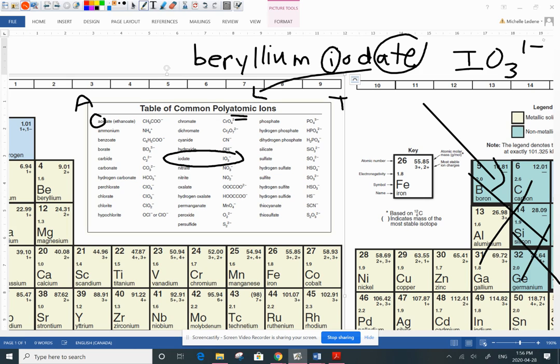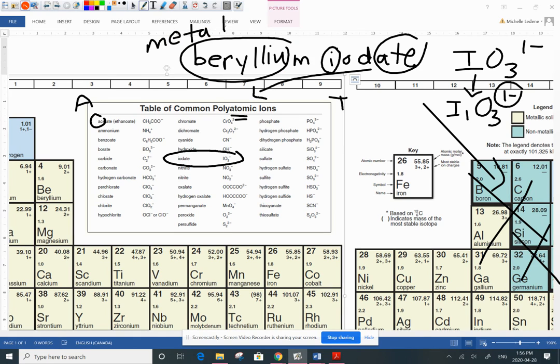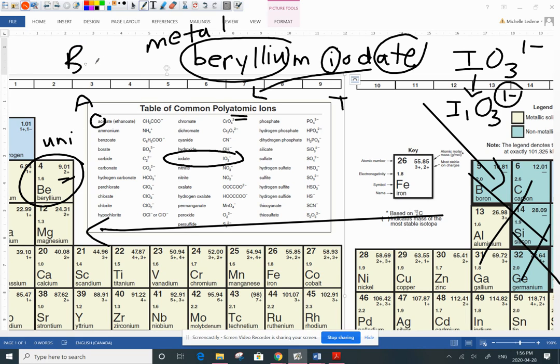So what does that mean about this ion? It means there's one iodine, there are 3 oxygens, and they share together a negative charge. Now, remember beryllium, he is our metal. So he's on the left side of the periodic table. Oh, here he is right here. Now, what's his charge? He's a univalent ion. He only has 1 charge. He is Be2+. Iodate has a 1 minus charge.